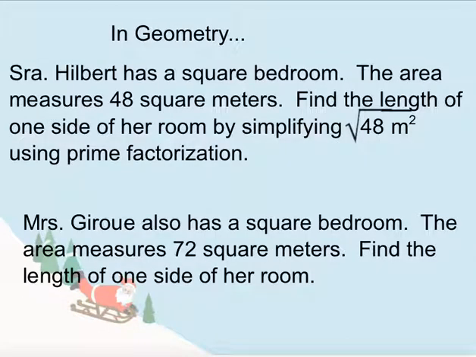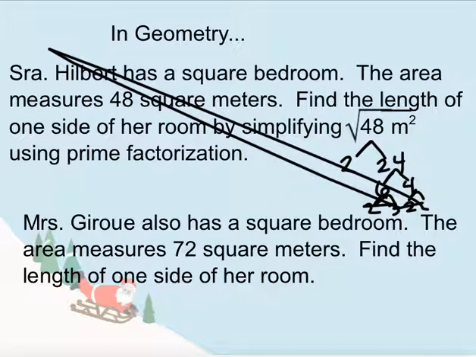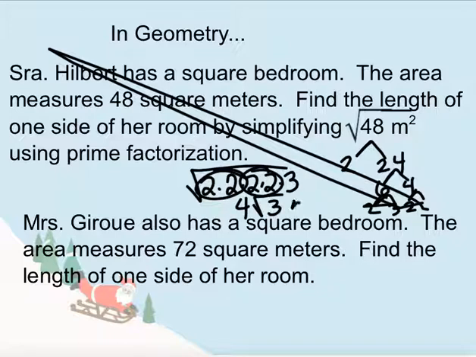And last one. So Neural Helper has a square bedroom. The area measures 48 square meters. Find the length of one side of her room by simplifying the square root of 48 meters squared. So we do this by splitting it up into 2 and 24, 6 and 4. So we have 2 and 3, 2 and 2. Which means we can say this is the square root of 2 times 2 times 2 times 2 times 3. We can circle and pop 2 pairs to get 4 root 3 meters.